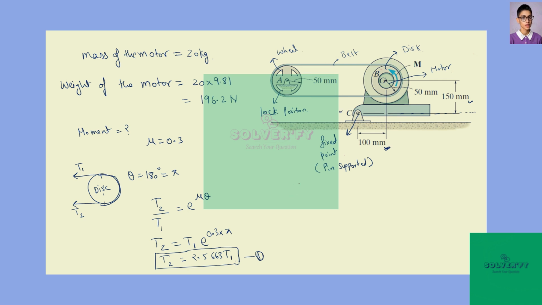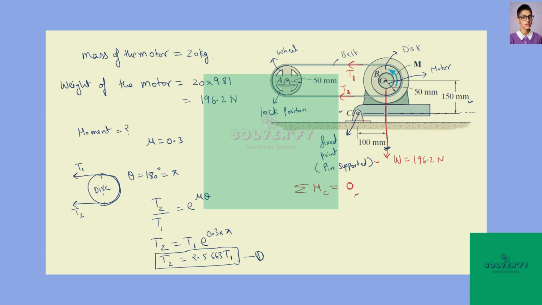Now we apply the condition of equilibrium. So summation of all the moments about C point is equal to 0, because C point is pin supported, that is fixed at the ground. In this direction the weight of the motor acts in downward direction. This is equal to 196.2 Newton. In this direction tension T1, in this direction tension T2. Now we calculate the summation of all the moments about C point equal to 0.